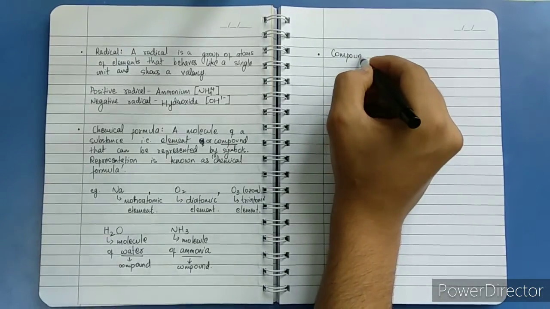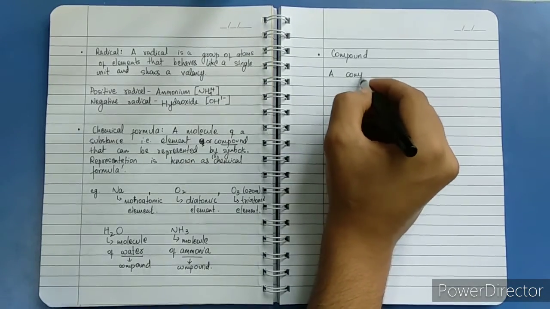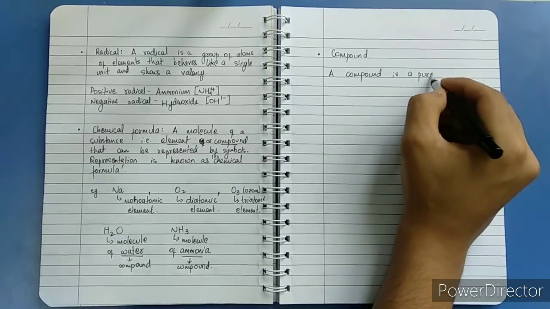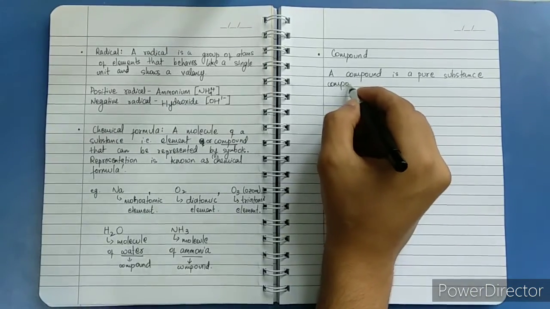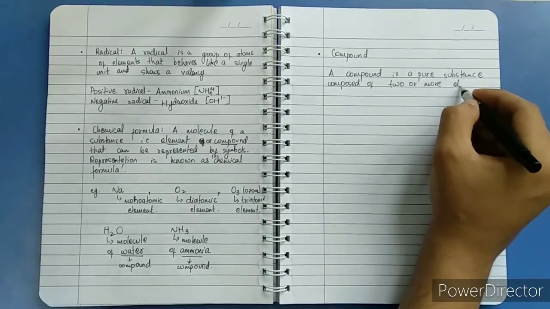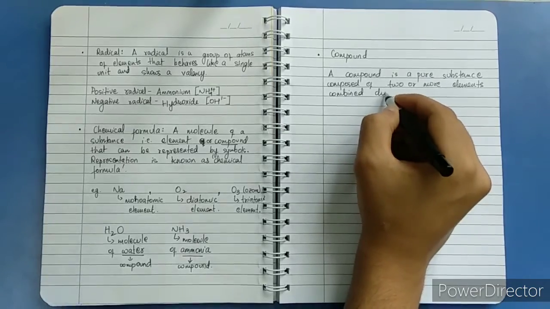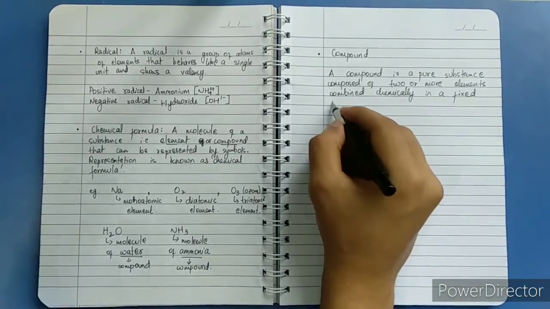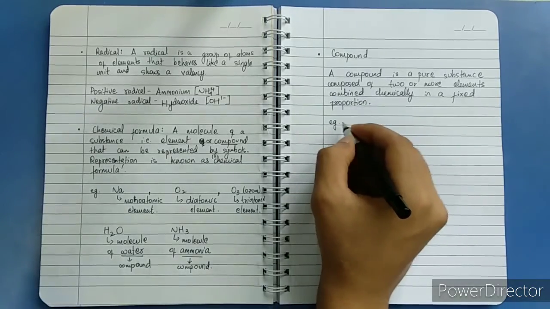Okay, so let's see what a compound is. A compound is a pure substance composed of two or more elements combined chemically in a fixed proportion. An example is water.